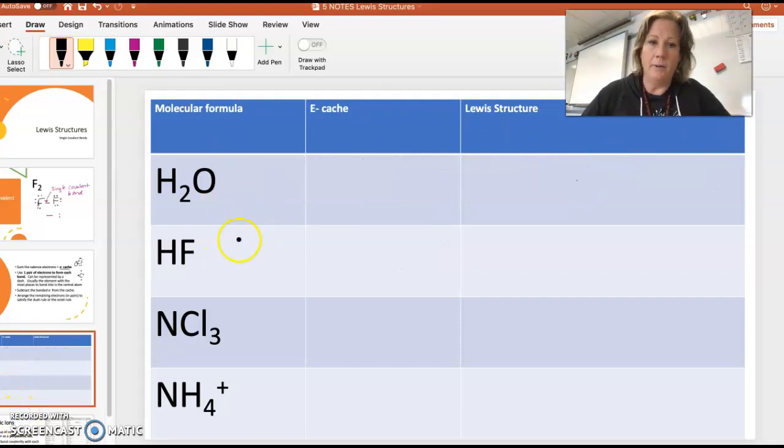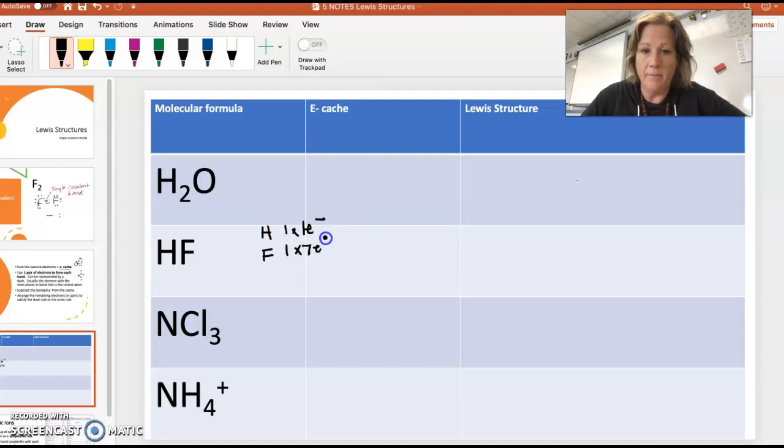So let's draw another one. This is hydrogen with fluorine. Let's figure out the cache. This time we have just 1 hydrogen and 1 fluorine. Hydrogen has 1 valence electron, fluorine has 7. So we have a total of 8 electrons for our cache, our total number of electrons.